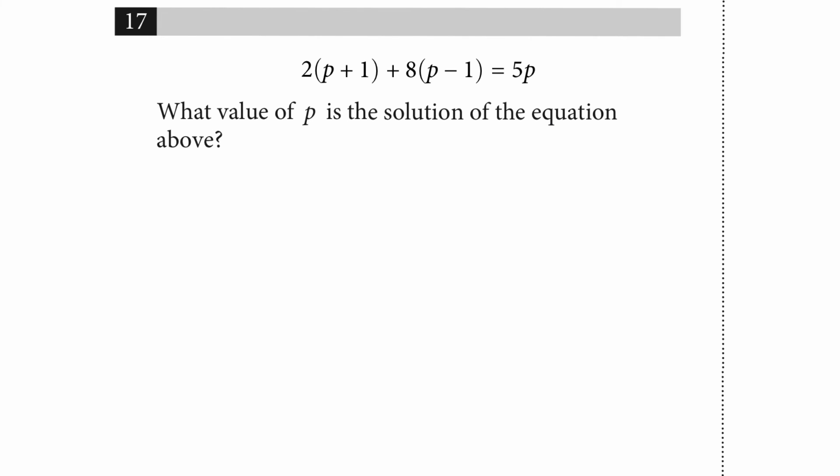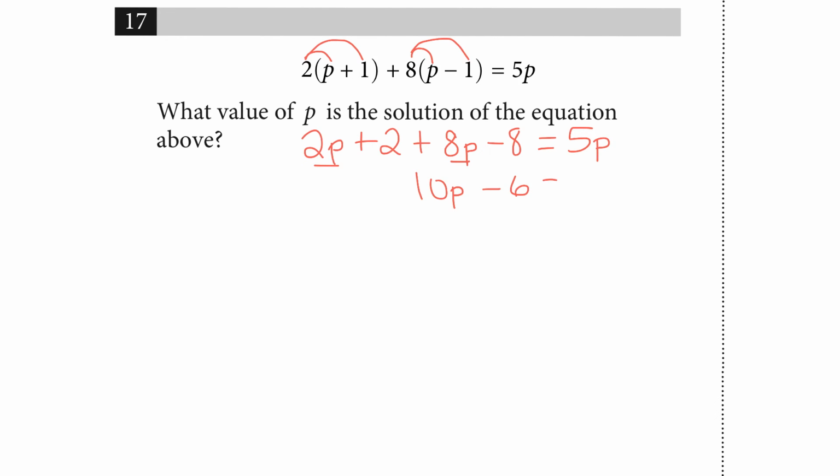Okay, number 17. What is the value of p in the solution of the equation above? So 2 times p plus 1 plus, so we're going to distribute this 2 times that. So we're going to have 2p plus 2 times 1. And then we're going to multiply 8 times p and 8 times that, distribute again. So we're going to have 8p minus 8, and that's equal to 5p. So 2p plus the 8p, we're going to have 10p. And then 2 minus 8 is going to be a minus 6, and that's equal to 5p.